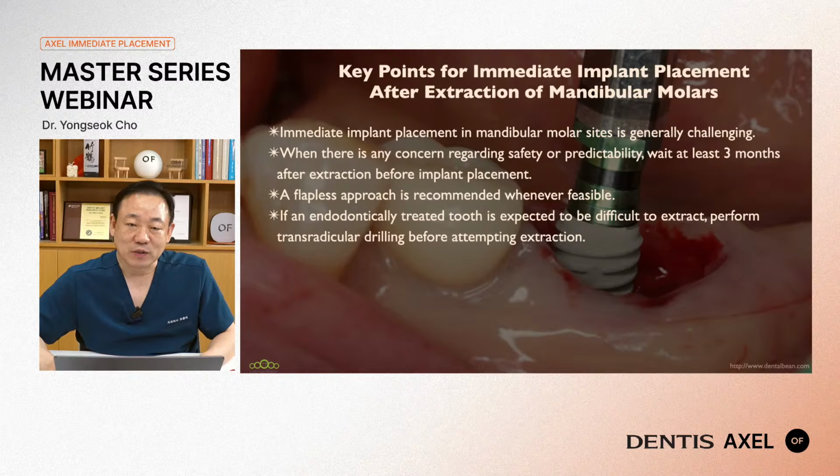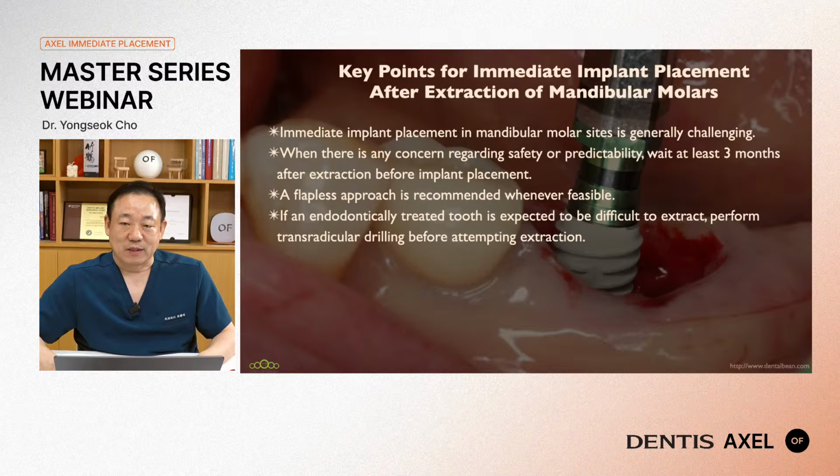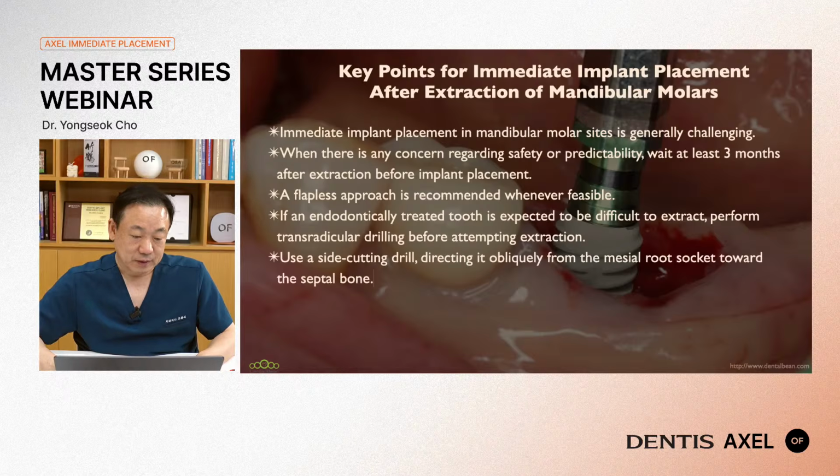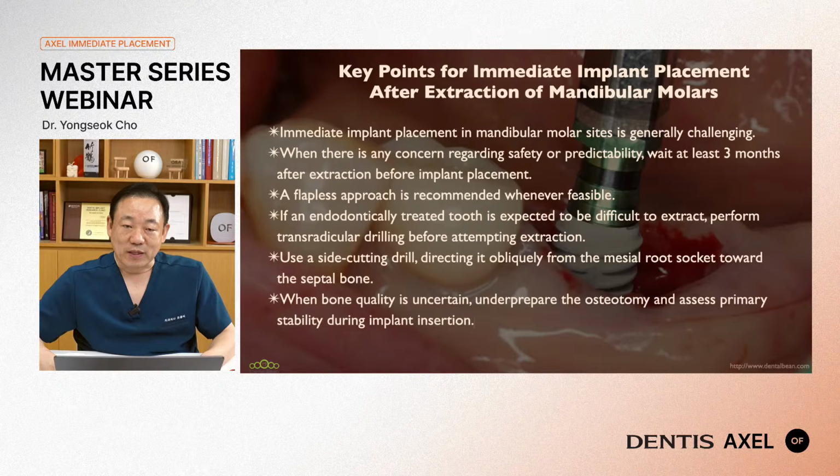If an endodontically treated tooth is expected to be difficult to extract, perform transradicular drilling before attempting extraction. Use a side cut drill, directing it obliquely from the medial root socket toward the septal bone. When bone quality is uncertain, underprep the osteotomy and assess primary stability during implant insertion.